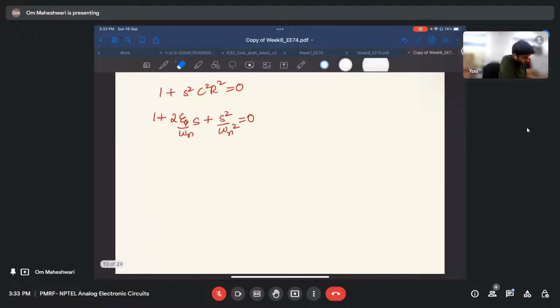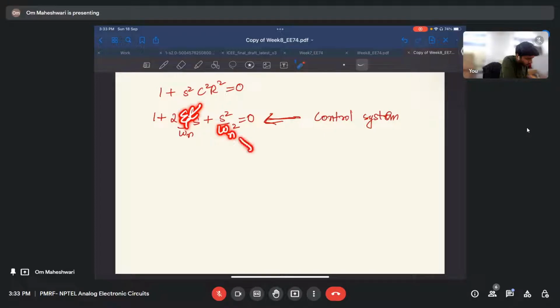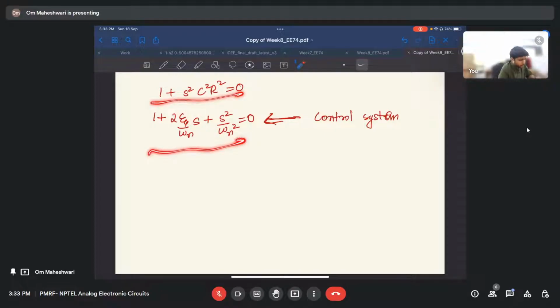Okay, so this is something that you might have studied in some control system course. This is the characteristic equation for any second order system, where zeta is the damping factor and omega n is the natural or oscillating frequency. If we compare these, the first thing we can see is zeta will be 0. That is, the damping is 0.